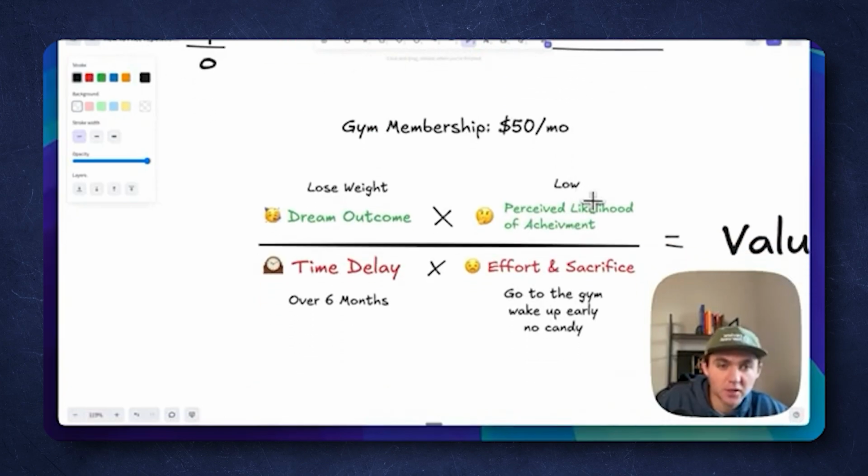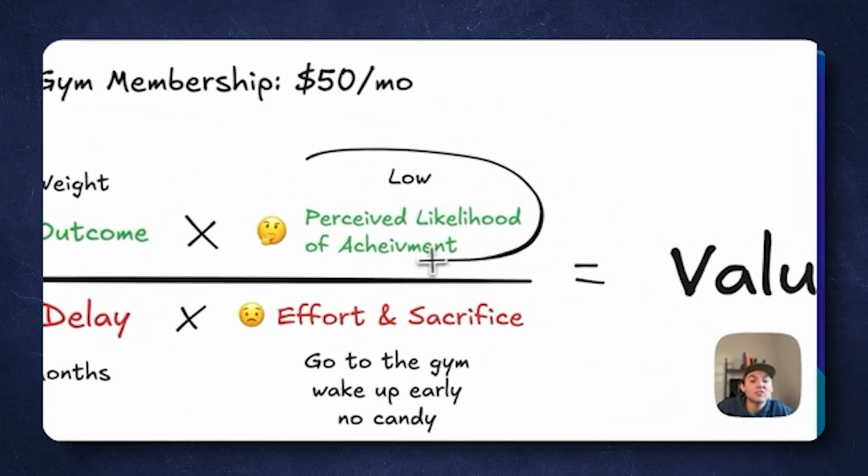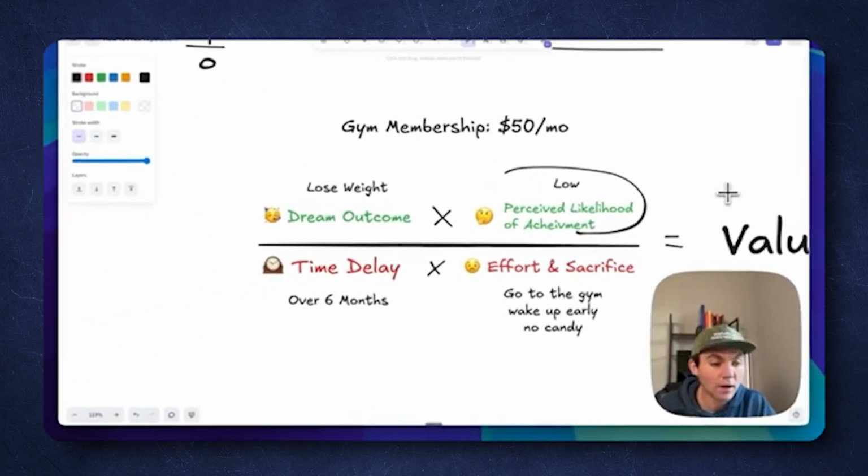So now if we go to the gym membership down here and people have to arm wrestle people just to get them to sign up for the gym, the dream outcome's the same. These people want to lose weight. But the perceived likelihood of achievement is so much lower here. And the reason being is because these people have probably tried diets and workout programs and running and walking before, and they have never been able to hit their goal of losing weight, right? So they're like, what's going to make it different this time?